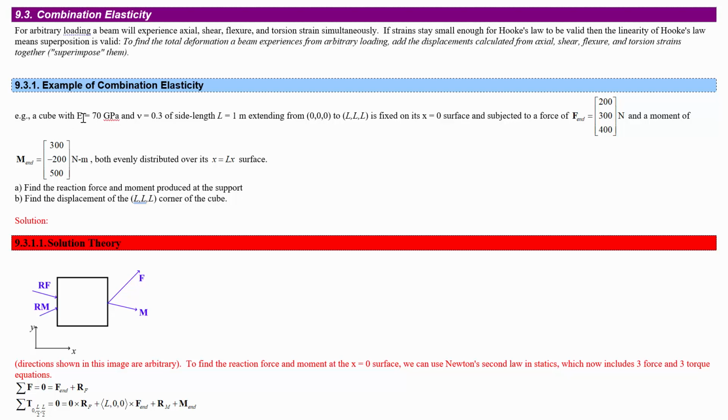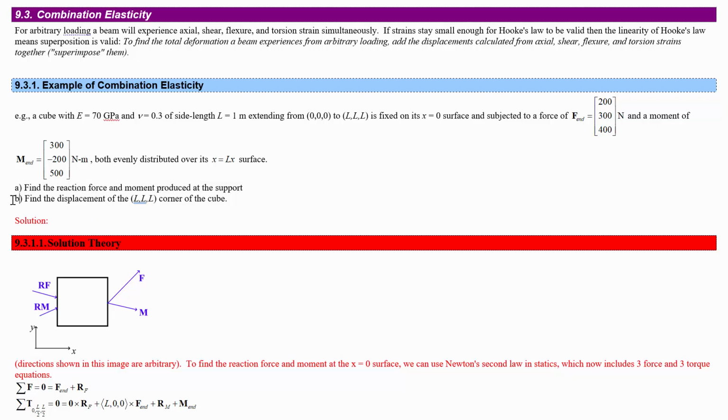We've got a cube with a stiffness of this. It's a cube. Side length is L. This is the Poisson's ratio. And we're going to say that it extends from 0, 0, 0 to L, L, L and is fixed on its x equals 0 surface and subjected to a force and moment at the end evenly distributed over the x equals Lx surface. So that's the end, the x equals Lx surface. And we're asked to find the reaction force and moment produced at the support. So that's the fixed support at the x equals 0 surface, and find the displacement of the LLL corner of the cube.